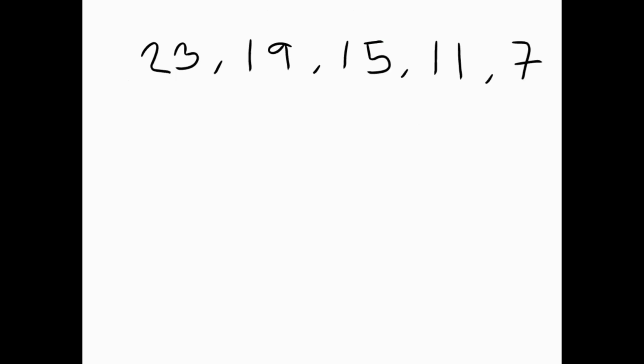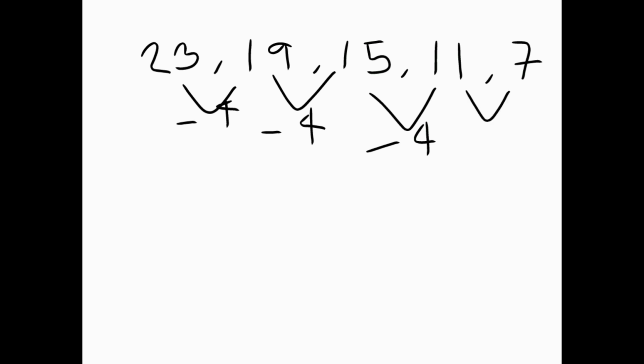Okay, so let's have this next example. We have 23, 19, 15, 11, 7, and so on and so forth. Now let's try to identify the explicit formula of this sequence. Again, determine first the common difference. So 23 and 19, this is minus 4. 19 and 15, this is also minus 4. 15 and 11, minus 4. 11 and 7, this is minus 4.